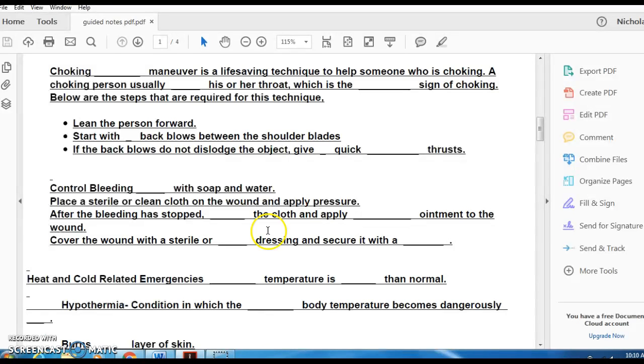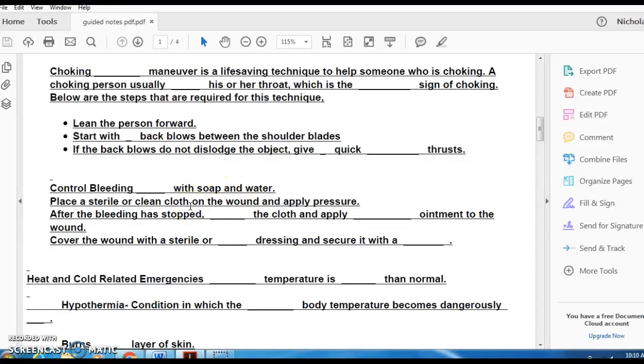So the first step we need to do is wash our hands with soap and water. You don't want to get any more bacteria that may already be on your hands, especially if we're outside on a hike and there's dirt, things like that. The second step will be to wash the wound with soap and water.